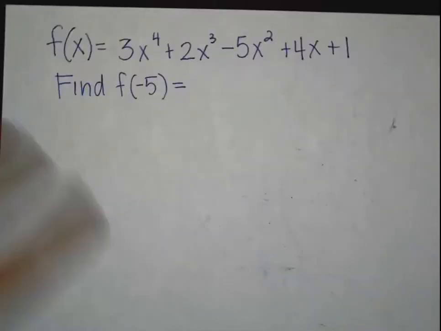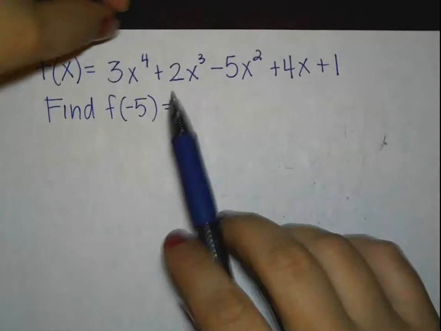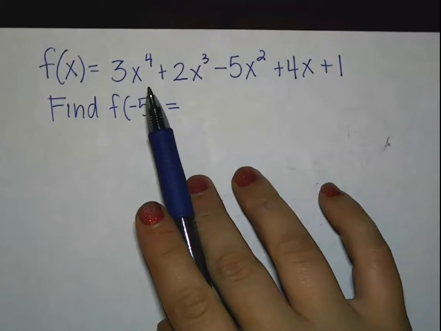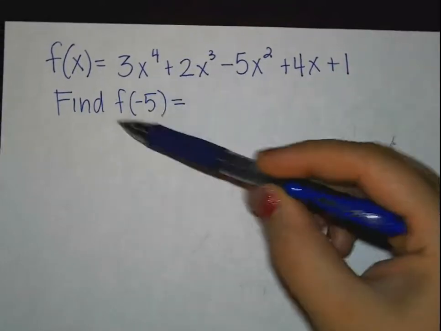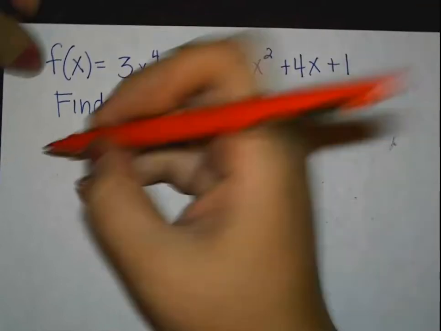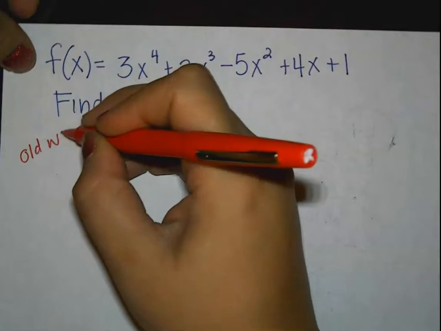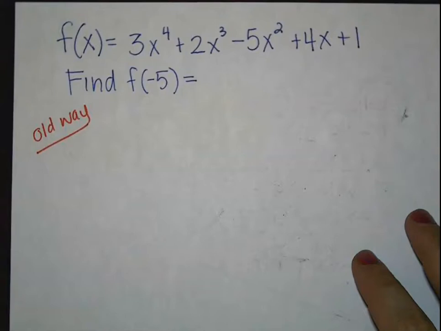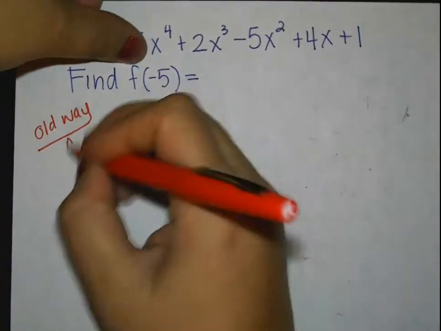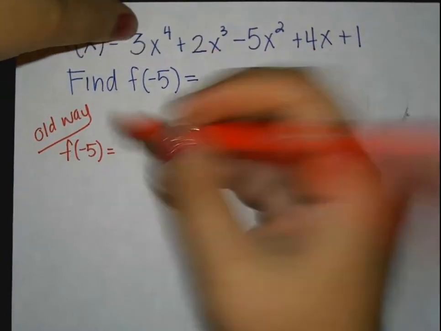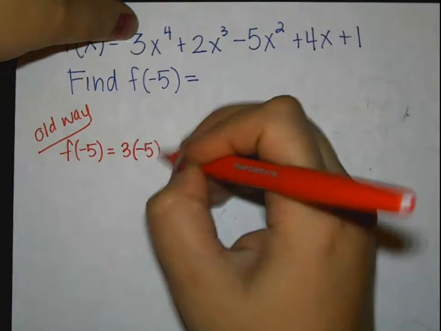Okay, so let's recap. The remainder theorem says that if we divide using synthetic or long division, the remainder would be the answer to the given x value. So in other words, this is the old way, and it's not wrong. It just doesn't use the remainder theorem, which is what we're trying to practice right now. So the old way is when we see f of negative 5, and again, this only works if the function is a polynomial, I can plug in a negative 5 for all the x's.